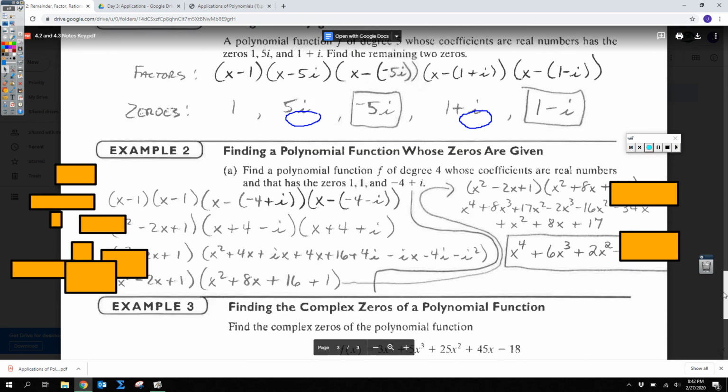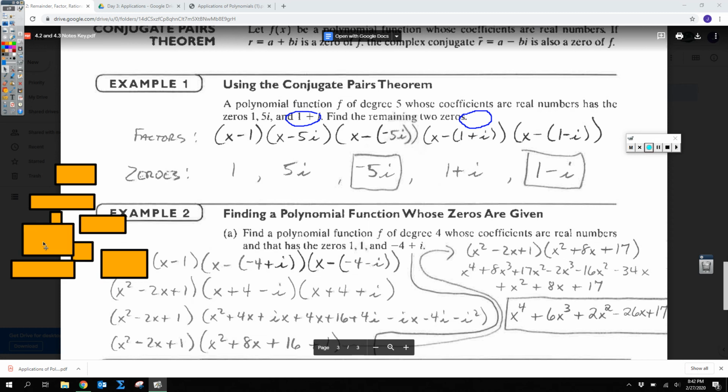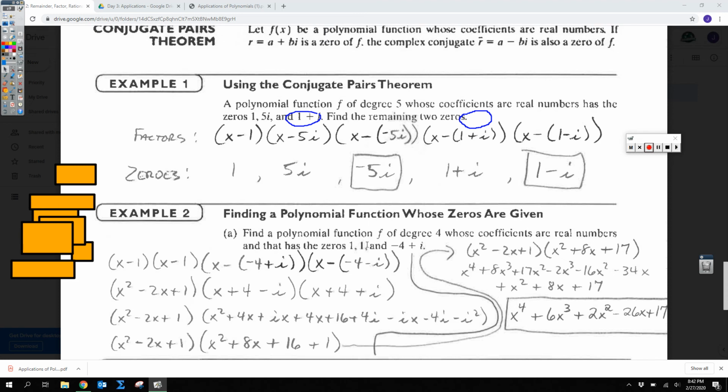Alright, so hopefully you got x to the fourth plus 6x cubed plus 2x squared minus 26x plus 17. I'm going to move all these out of the way so you can see how I got it. So we had x minus 1, like we had earlier. There's x minus 1, x minus 1. Negative 4 plus i is a 0, so x minus negative 4 plus i. And then if negative 4 plus i is a 0, then negative 4 minus i is also a 0.